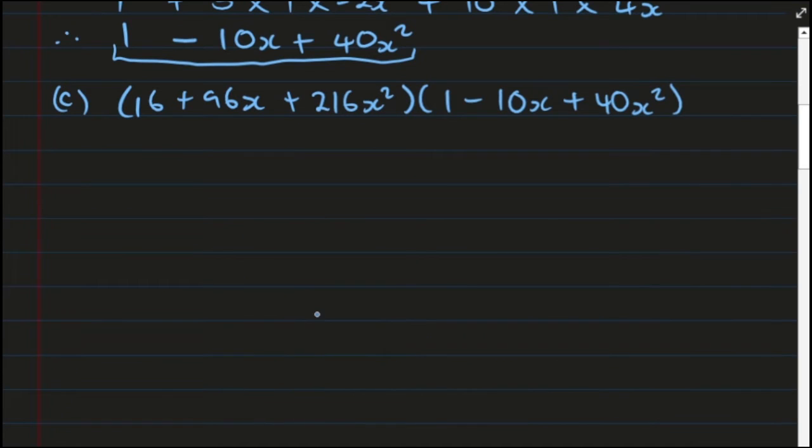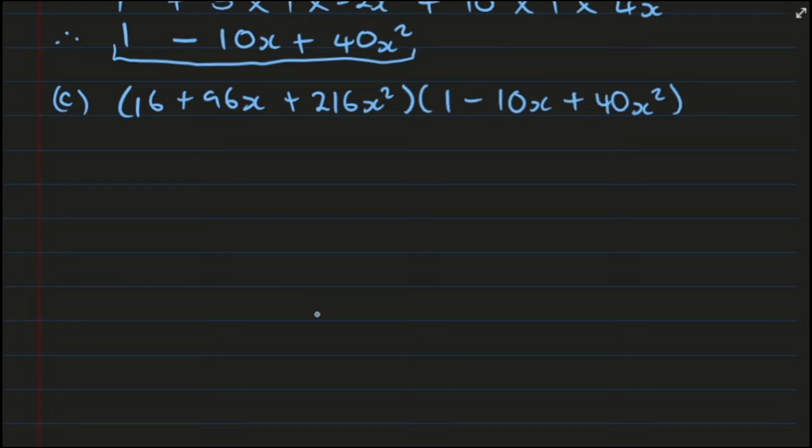Okay, now they want us to find the coefficient of x squared. So what we could do is completely expand these two brackets and then identify the terms that have x squared and add all those terms together and get our coefficient. But then that would take way too much time. There's actually a much simpler way to do this.